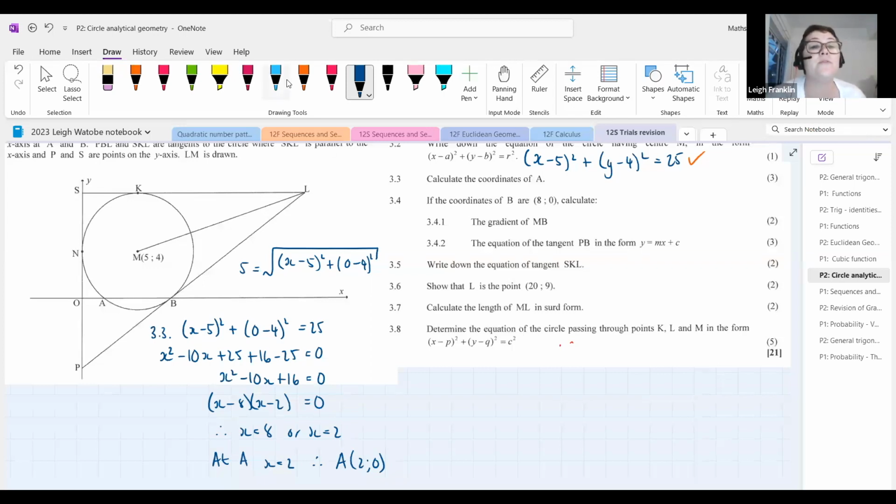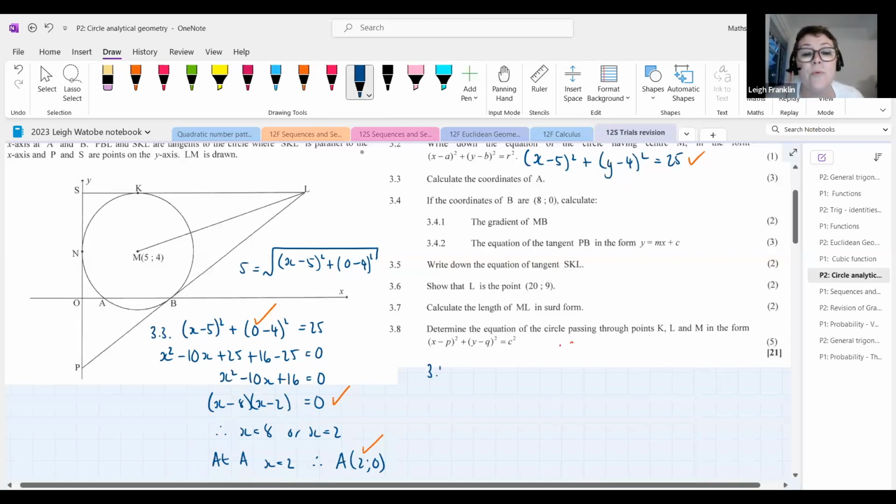That was out of 3 marks. A mark for making y equal to 0, probably a mark on our factors, and then choosing that A would be 2 rather than 8. So the coordinates of B must be 8 and 0. And look at that, it says to us, if the coordinates of B are 8 and 0, calculate the gradient of MB. That's not a difficult question.